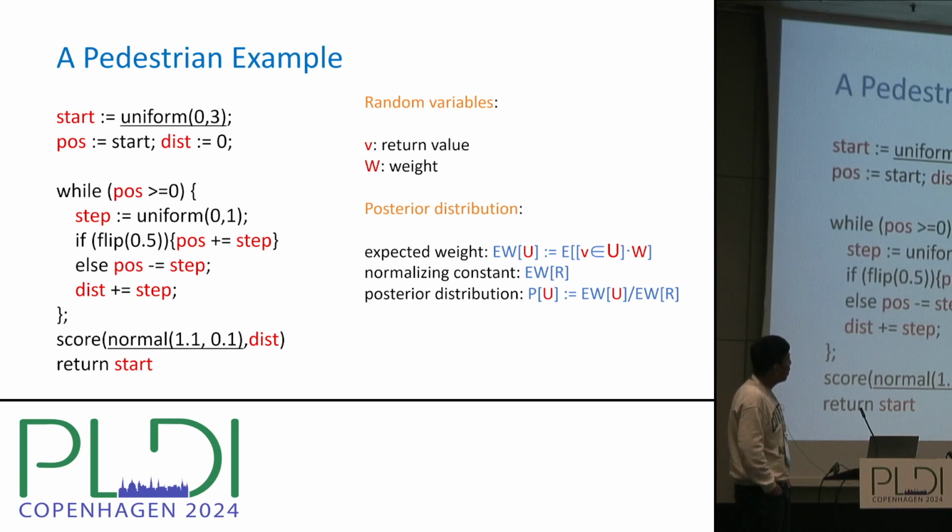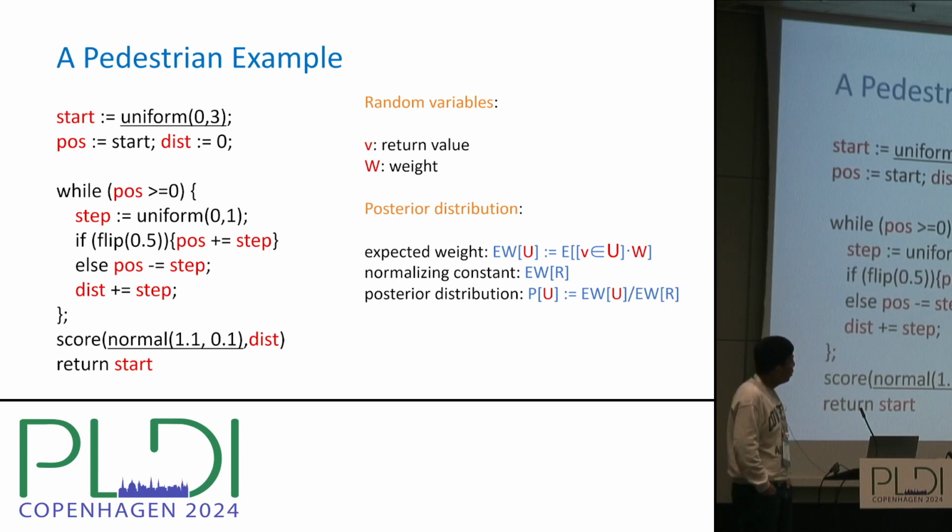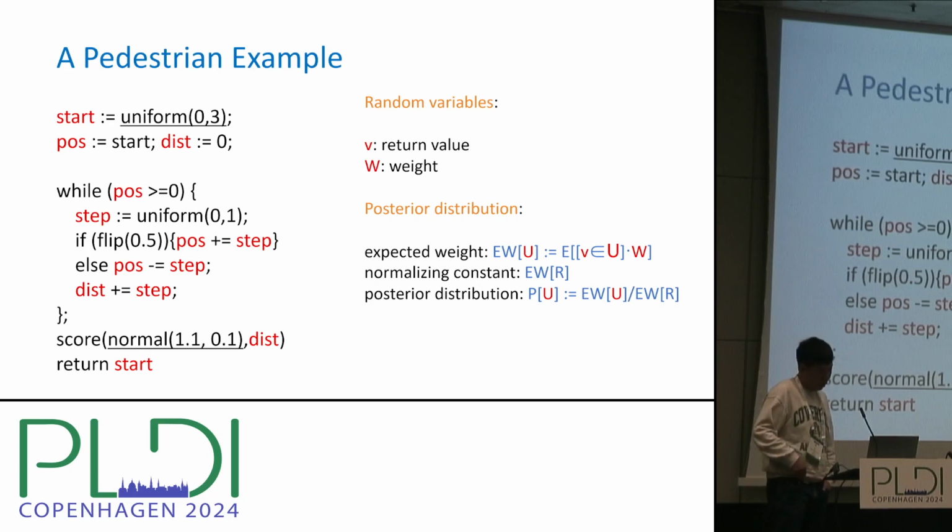Here are some remarks on how to define this posterior distribution. We first define the expected weight. Given a subset U of real numbers, we define the expected weight restricted to U as the expected weight when the return value falls within U. Then we define the normalised constant, which is the unrestricted weight over the whole real line, and then we define the posterior distribution as the ratio against this normalised constant.